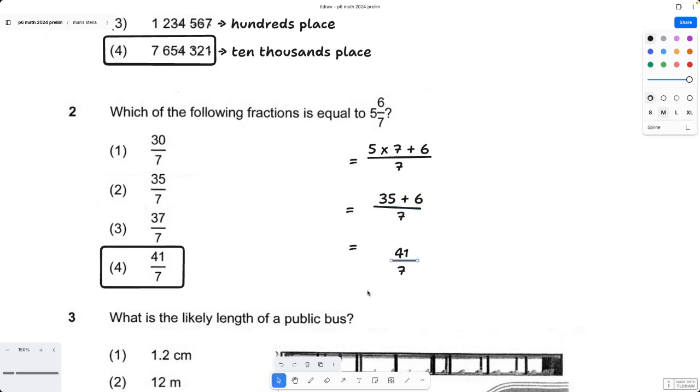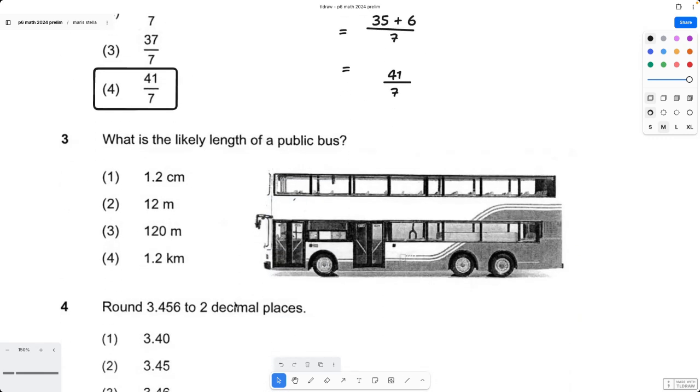Let's move to question number 3. What is the likely length of a public bus? Okay, so in this case, 1.2 cm, probably not. This is smaller than your fingernail, right? So nope. 12 meters, maybe, right?